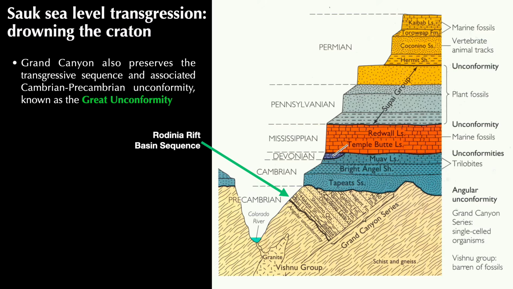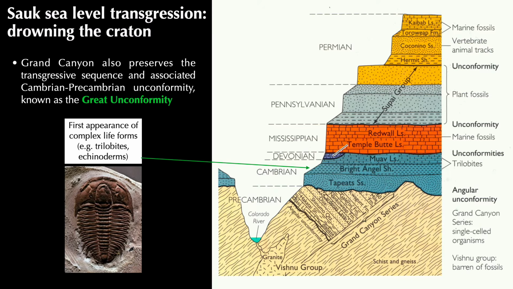Returning here to the Grand Canyon stratigraphy, one of the many places where this Great Unconformity is well exposed. So now we can see the tilted Rodinian rift sequence, the Grand Canyon supergroup I mentioned earlier, and it's overlain across a sharp angular unconformity by the marine transgressive sequence consisting of sandstone, shale, and limestone. Those are shown in the greenish blue color labeled Tapeats, Bright Angel, and Muav.